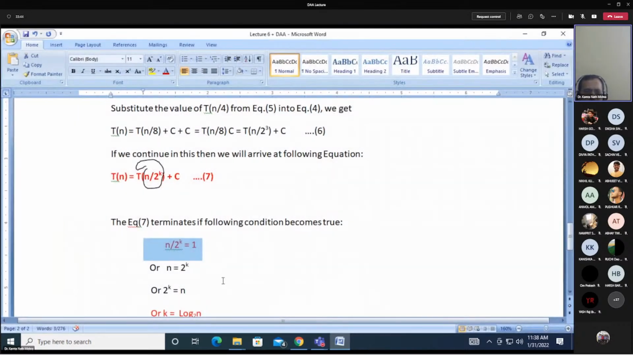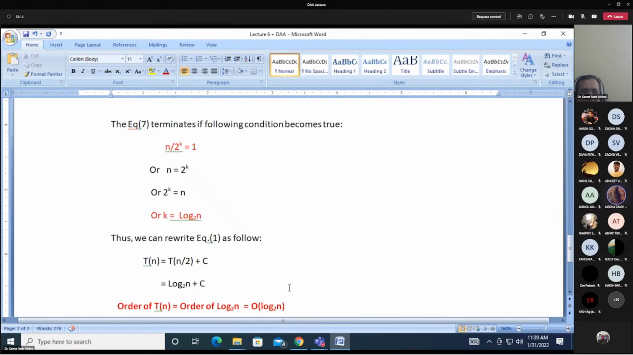Megha Singh, now you explain what we have written after that. If n by 2 power k is 1, then n equals how much? Then n will become equal to 2 to the power k, or you can say 2 power k is equal to n. So, sir, if 2 to the power k is equal to n, then in that situation what will be k? Then k will become equal to log n to the base 2.